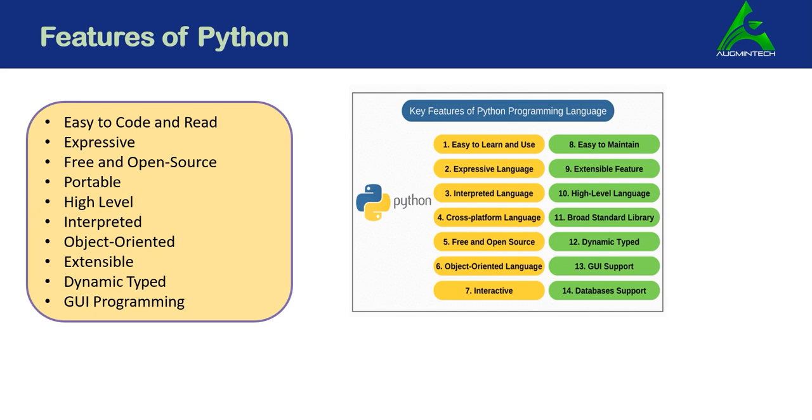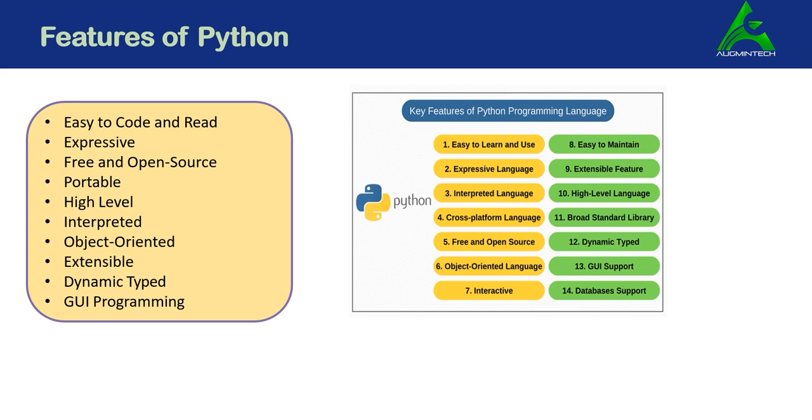Then high level means it is closely similar to the English language, or a human understandable format. Interpreted means conversion of instructions into machine level language line by line. Object oriented means supporting all the concepts of object oriented programming. Extensible means Python can be used with any other programming language. For example, if you want to build a website, we will be using frameworks like Django and Flask at the back end.